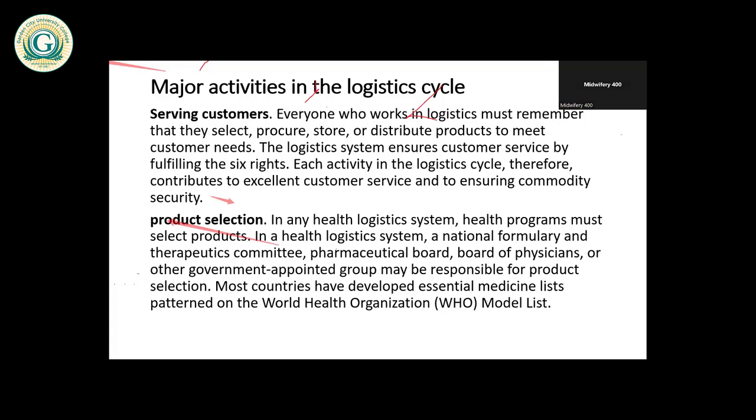So the logistics system ensures customer service by fulfilling the six rights. When we talk of the six rights of logistics, who can help me with them? Let's discuss it. Who can help me? As we talk of the rights, I've given you the start. One of the six rights is the right product. So who can help me with the rest?